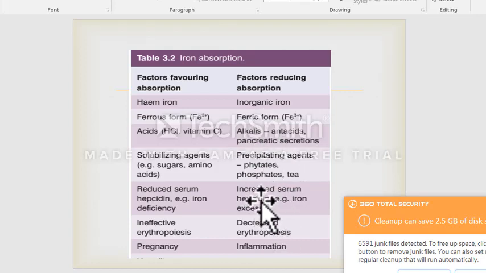And if the level of hepcidin is increased, iron absorption will be reduced and erythropoiesis will decrease. In certain inflammatory conditions in the gut, like sprue, which is an inflammatory condition, the iron absorption is also reduced.